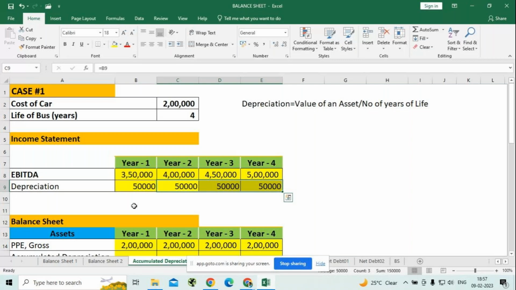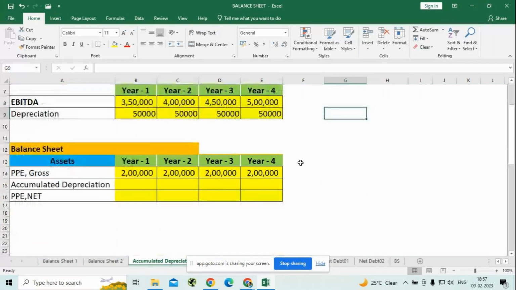So the depreciation value remains the same for all the years. But when it comes to the balance sheet, depreciation will be shown in your income statement. At the same time, in the balance sheet we are also going to show the depreciation value, but here it is called accumulated depreciation. Accumulated depreciation means you calculate the depreciation value by adding it to the previous year's value.